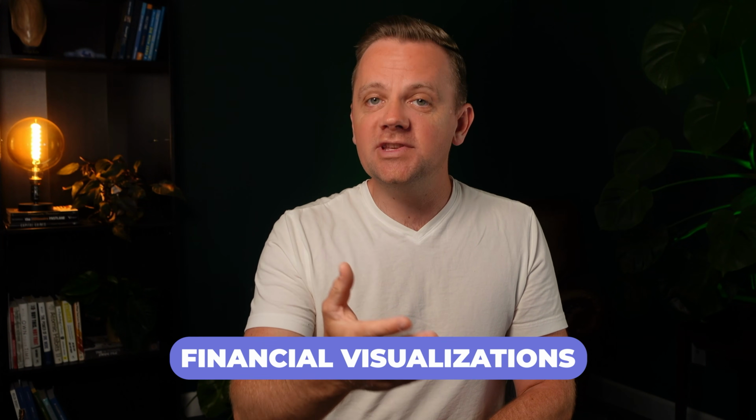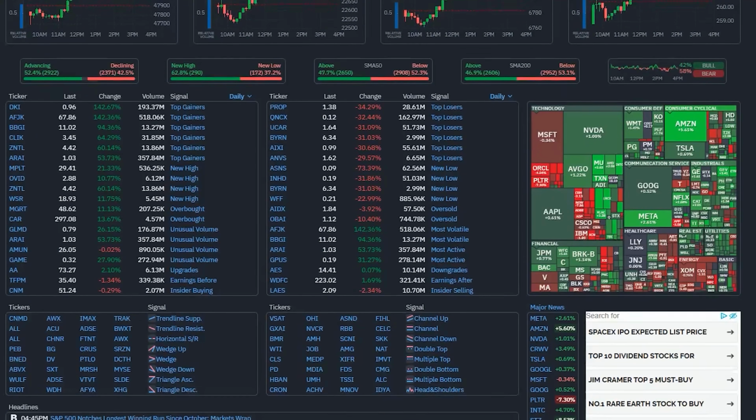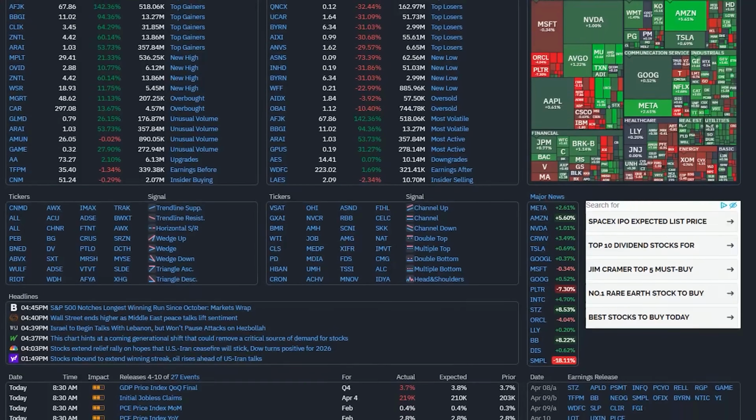So what exactly is Finviz? Well, Finviz stands for Financial Visualizations, and it's one of the most widely used free stock research tools out there. Traders at every level will use it on a daily basis. And the reason is simple. It gives you a massive amount of market data in one clean, fast interface.